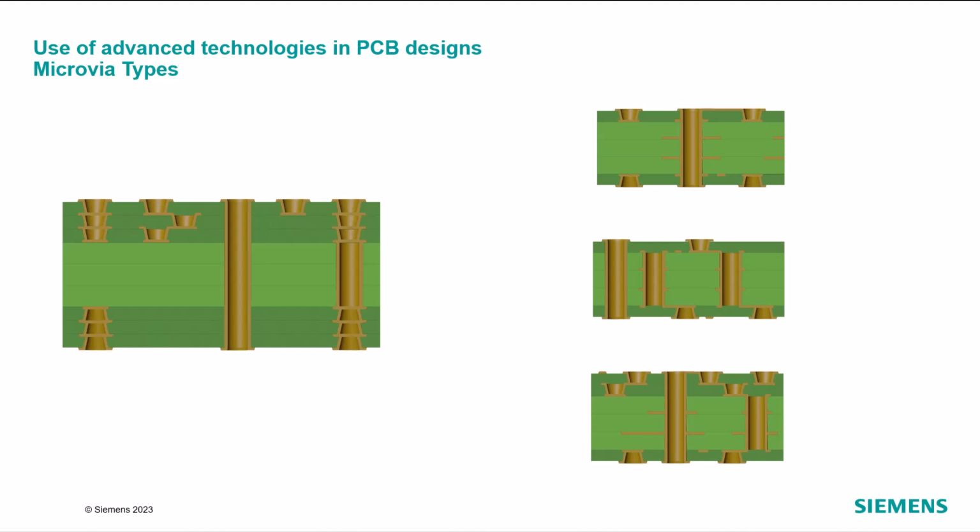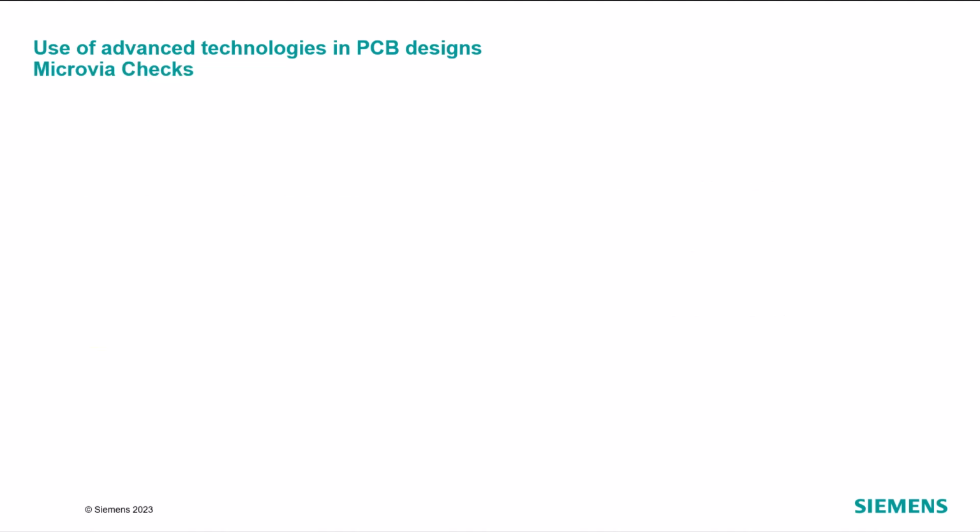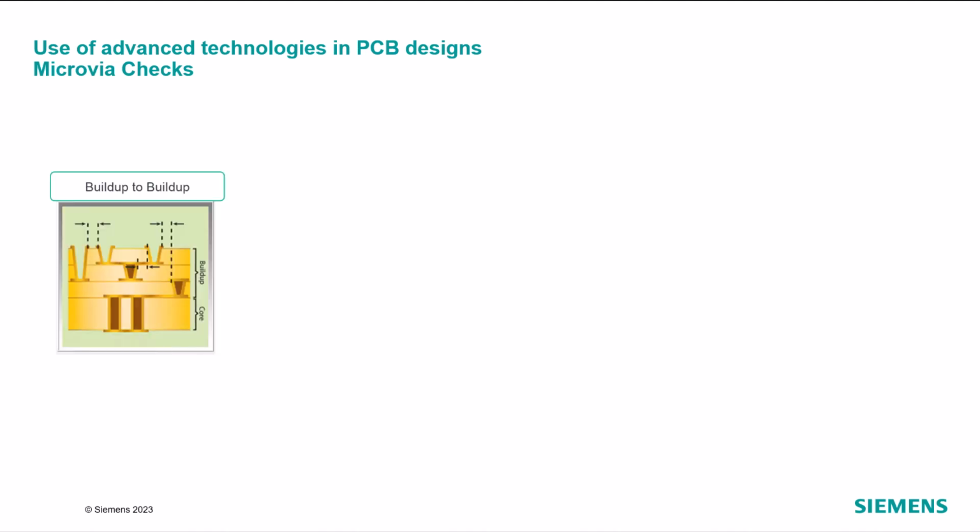To check all these different types, we need a robust DFM tool. Valor has 32 separate microvia checks available that can check all the different combinations of the above microvia types. Here are a couple of the microvia checks that are available. Valor MPI can check all 3 microvia types.